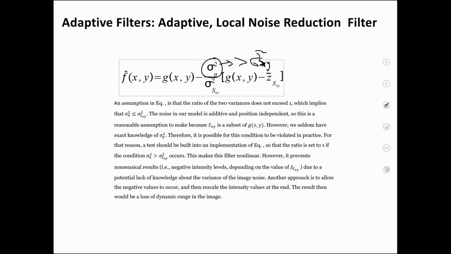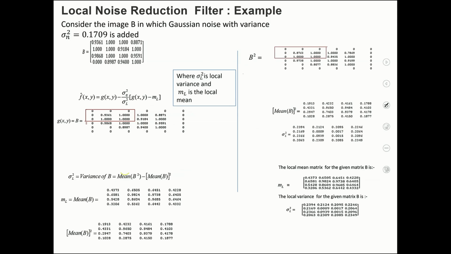So if I have an example, let's say I have an image. This is 4 by 4. I already calculated the noise variance to be this. How to calculate it? The method is already discussed. So what to do?